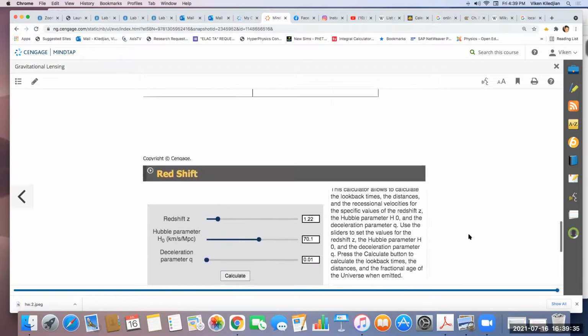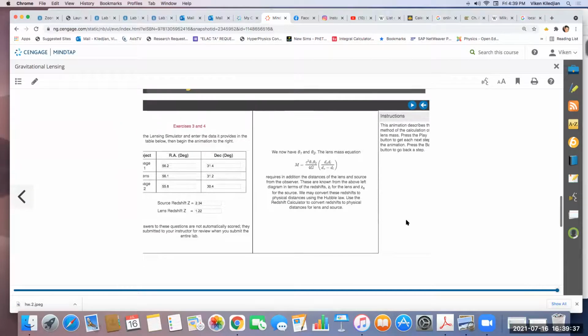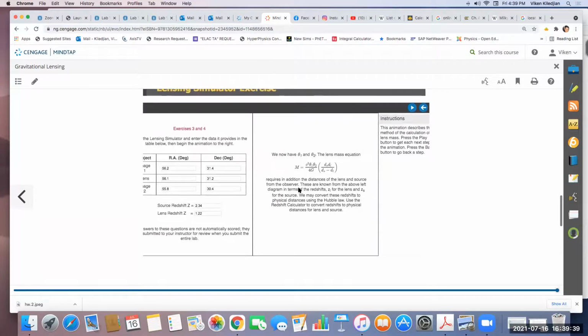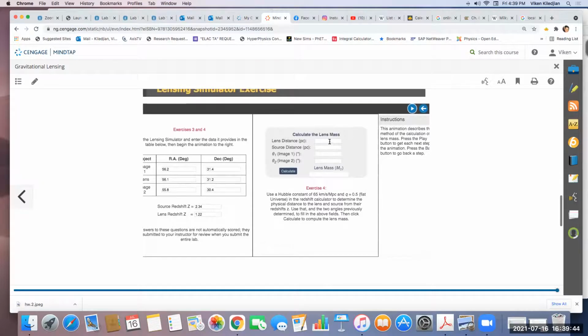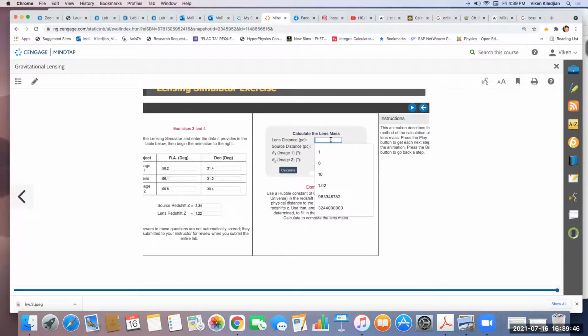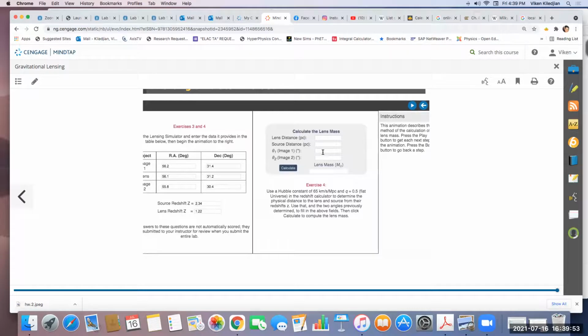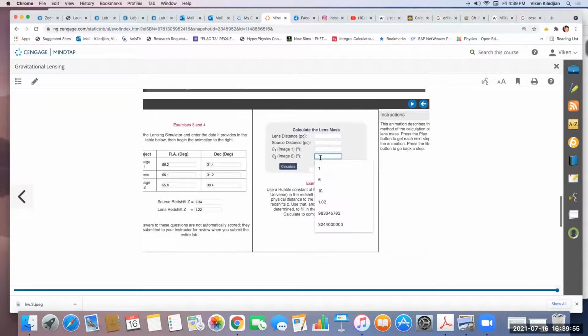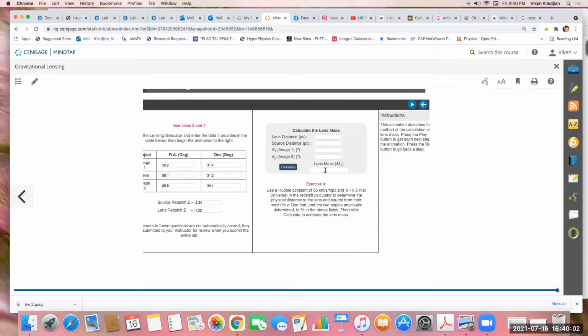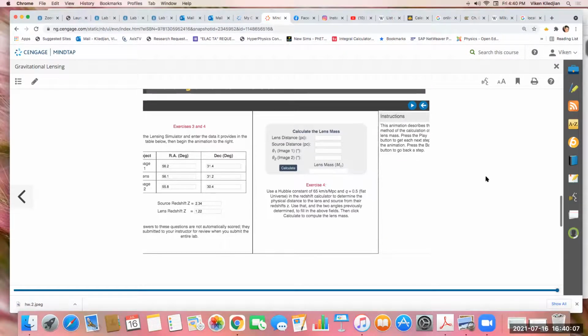Right? So there's a lot of stuff that goes into this. You just put this here. Lens distance, you put in parsecs. Source distance, you put in parsecs. Theta 1, you put in arc seconds. Theta 2, you put in arc seconds. And then you say calculate, and it will give you the mass of that lensing object.